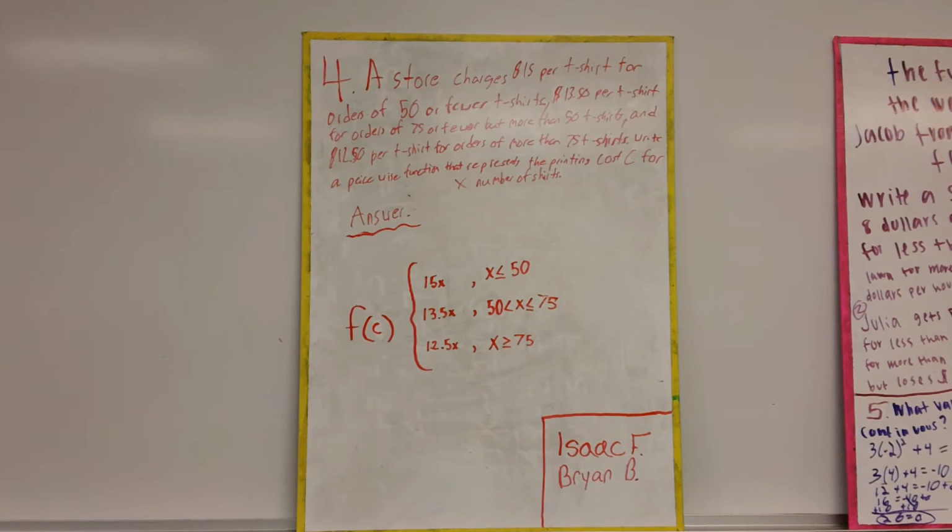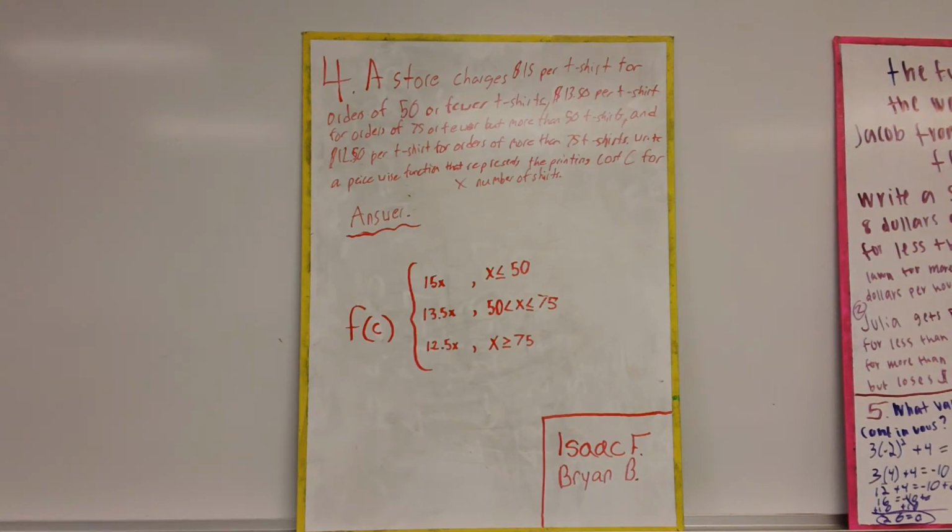13.5x, rule 50 is less than x, and x is less than or equal to 75. And we got also 15x with the rule of x is less than or equal to 50, and 12.5x, rule x is less than or equal to 75.